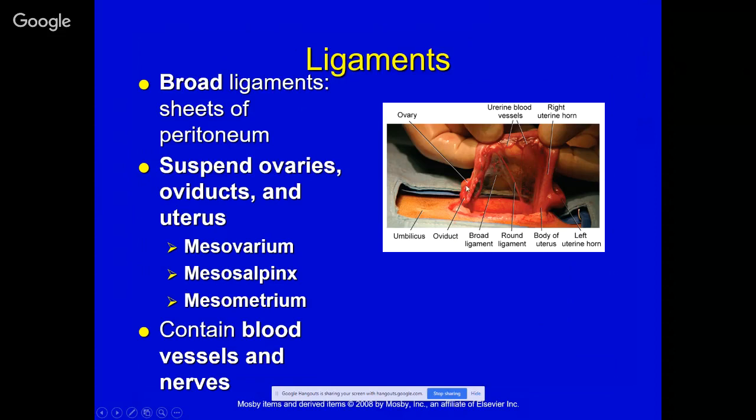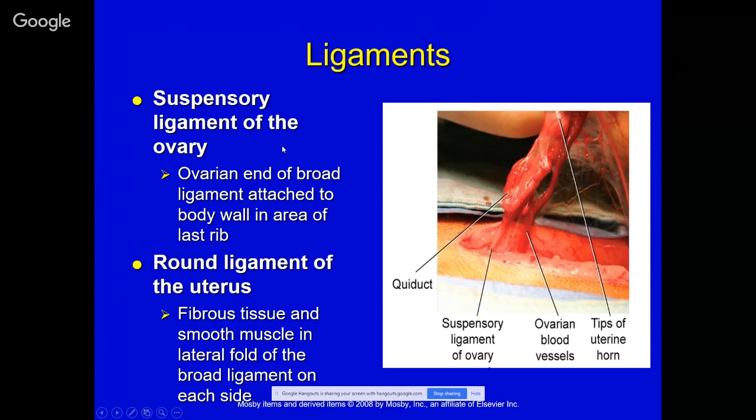Salpinx is near the oviduct, where the ovum travels into the uterus, and the mesometrium is the uterus. These contain blood vessels and nerves which help to feed the tissue. Now, this is a litter-bearing animal, and litter-bearing animals have two sides of the uterus. They have a right uterine horn and a left uterine horn, and then they come together in the body of the uterus. The suspensory ligament of the ovary is what holds the ovary close to the kidney.